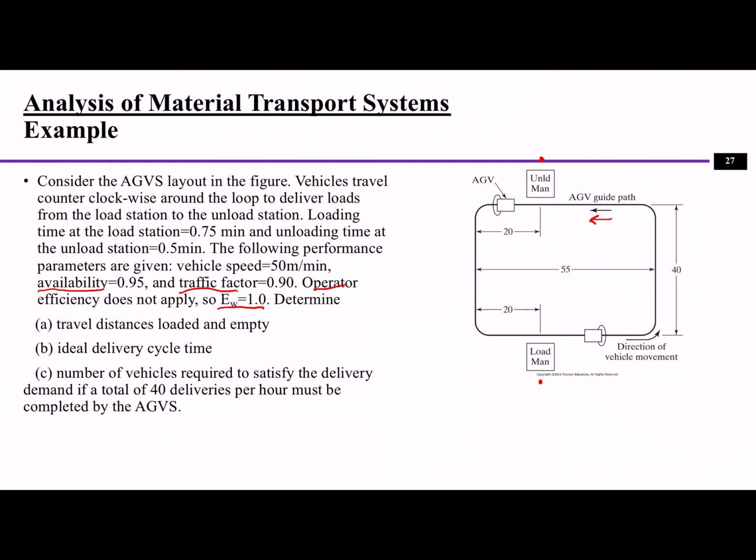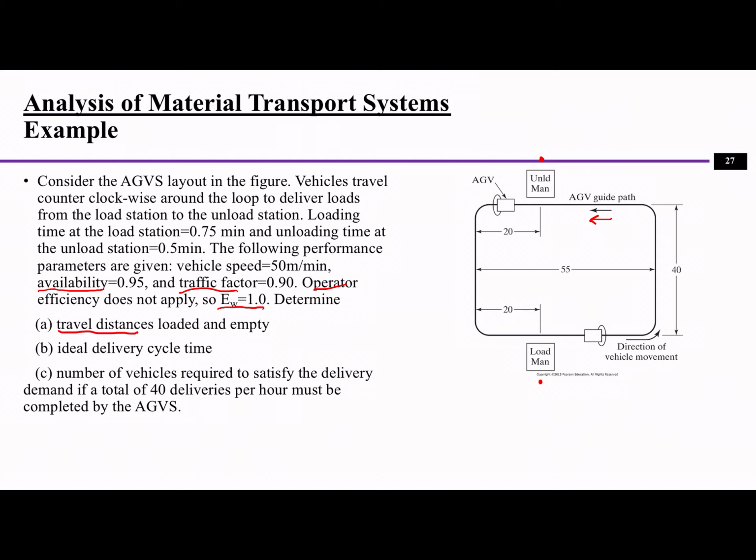All right. So the question asks us to determine the travel distances loaded and empty, the ideal delivery cycle time. We know how to calculate cycle time, right? And also the number of vehicles required to satisfy delivery demand if a total of 40 deliveries per hour must be completed by the AGVs. So we know the workload.